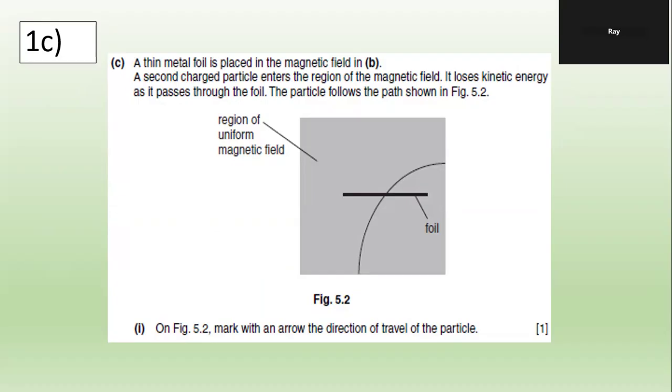A thin metal foil is placed in the magnetic field B. A second charged particle enters the region of magnetic field. It loses its kinetic energy as it passes through the foil. The particle follows the path in figure 5.2. On figure 5.2, mark with an arrow the direction of travel of the particle. Where's the direction of travel of the particle?